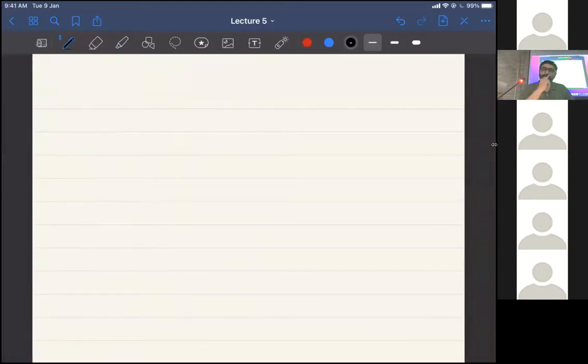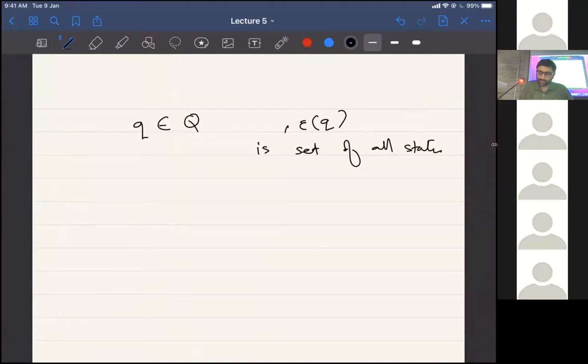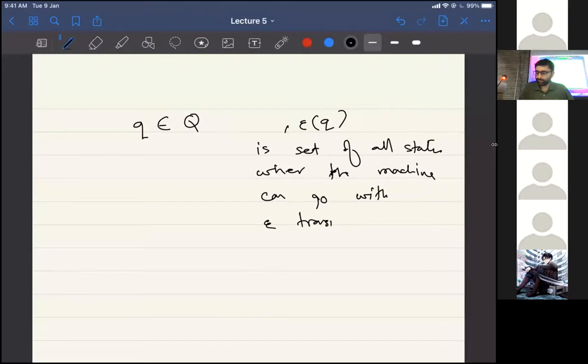Sir, before we move on, could you kindly explain the empty closure definition that we wrote earlier? Yeah, the empty closure definition is very simple. Suppose there is some state Q in our set of states, then the empty closure of the state Q is the set of all states where the machine can go with empty transitions, including Q. Is that clear? Yes, sir. Thank you.